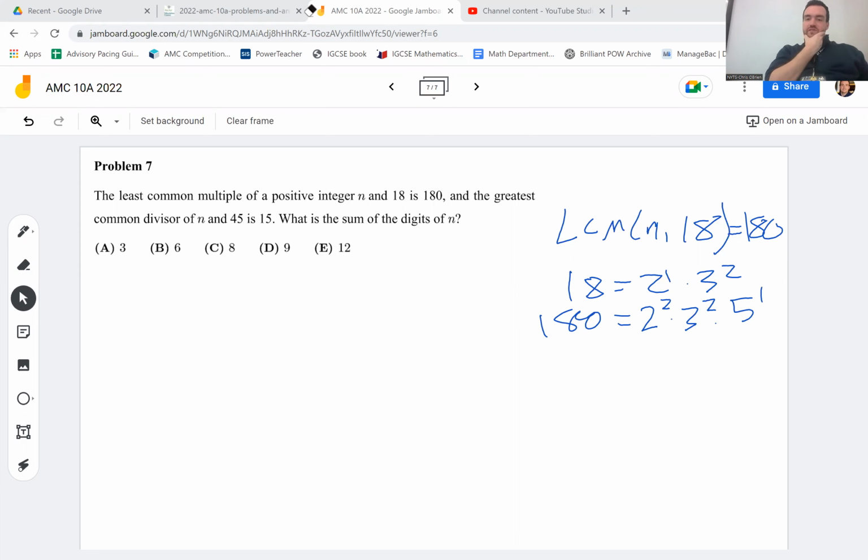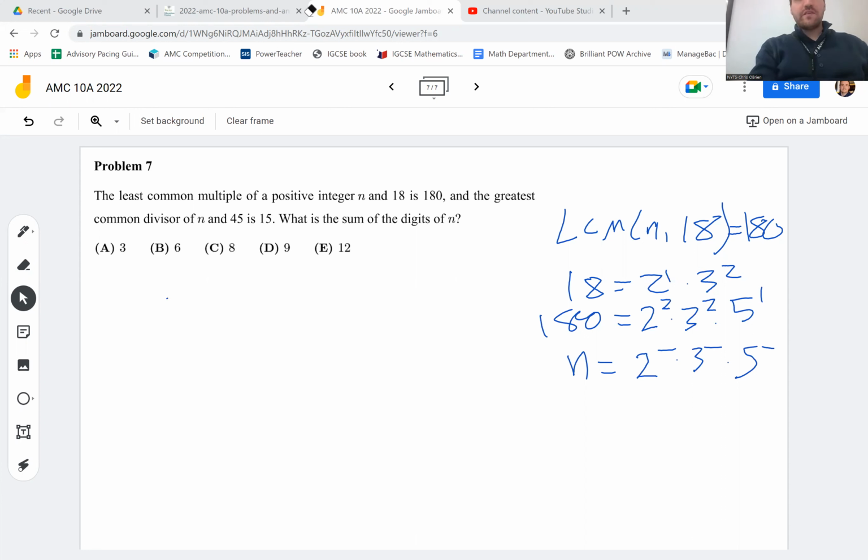4 times 9 is 36. 36 times 5 is 180. So therefore, we know something about n. n can only have prime factors of 2, 3, and 5, right? It's 2 to some power times 3 to some power times 5 to some power. Now, the reason why is because it's a factor of 180, and to be a factor of 180, it can't have prime factors other than 2, 3, and 5, right?